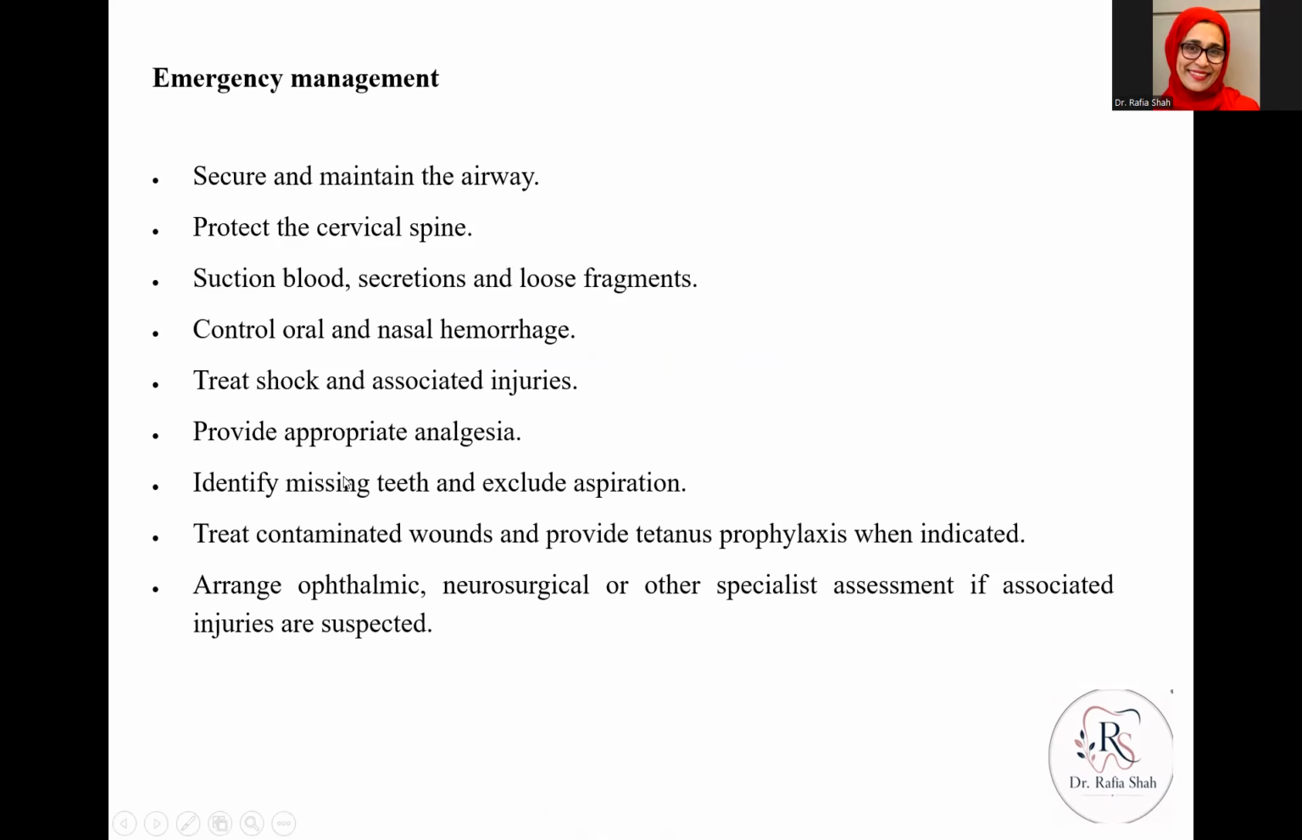How do we manage this case? First of all, as we said, emergency management: we need to secure the ABC of the patient. We need to have a proper and thorough evaluation, and we maintain the airway of the patient. We protect the cervical region, or spine, of the patient.